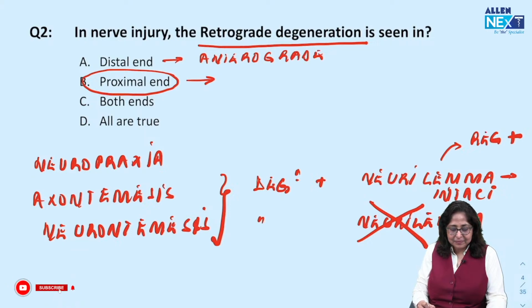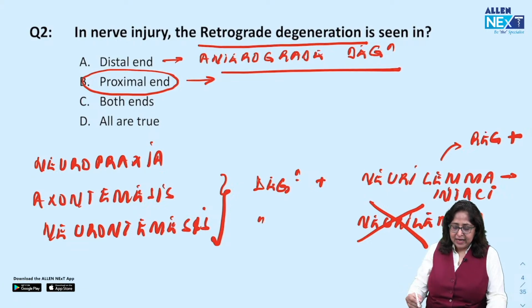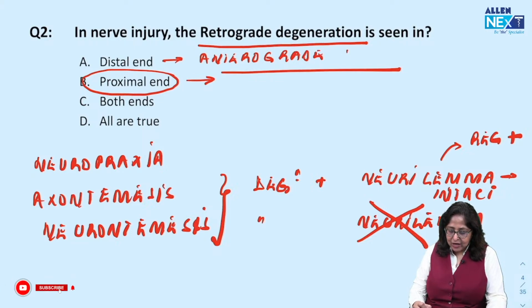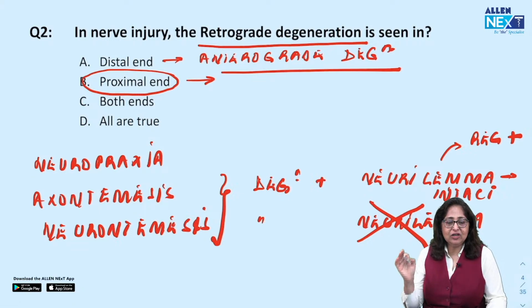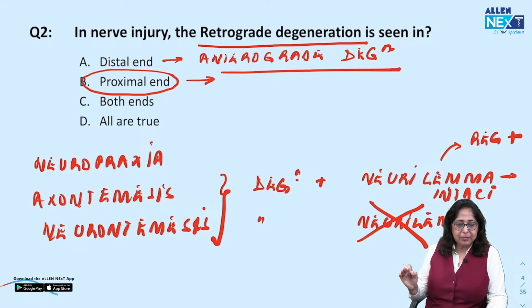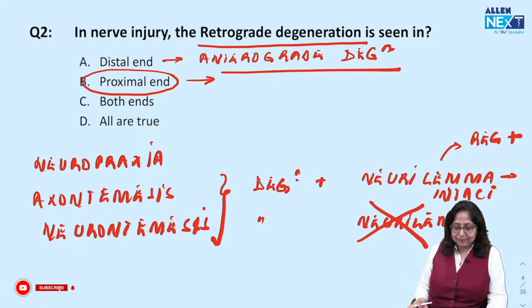Is that clear? Is the sequence of events clear? This is a commonly asked question. It has been asked a few times, and I want you to have the sequence absolutely clear in your mind. What is the sequence of events? First change to occur will be chromatolysis. Is that okay? Is everybody okay with this? Can I move on to the next one?